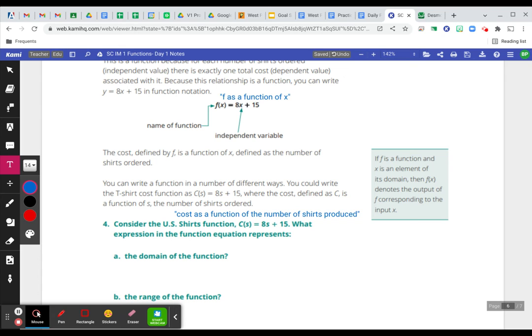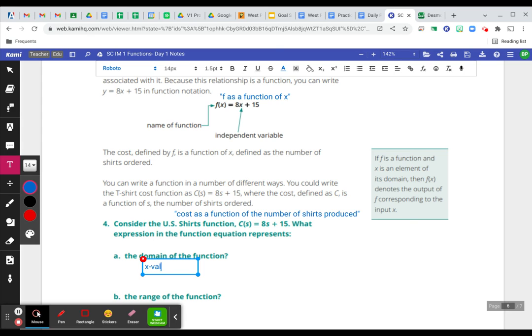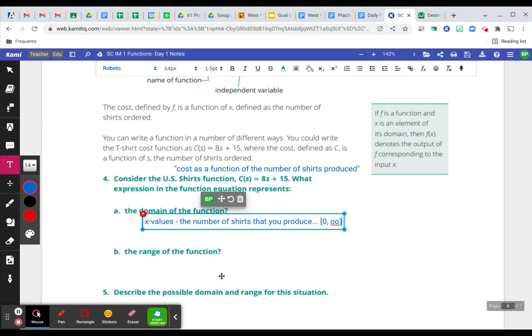Domain and range, we touched on a little bit. The domain is just the x values, so the x values would just be the number of shirts that you produce. Now think about it: what's the lowest number of shirts that you could produce? Well, the lowest would be 0, obviously. What is the maximum number of shirts you can produce? Well, there is no max. It would just keep going on, so we're just going to call that infinity. So the domain of our function would be 0 to infinity.